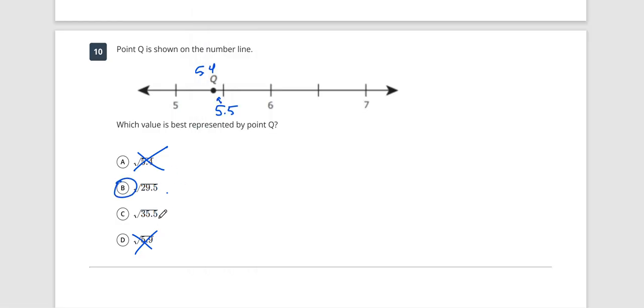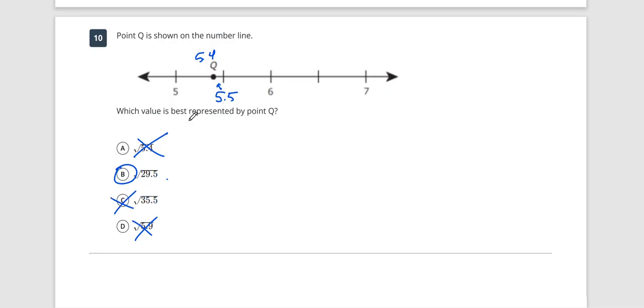This is really close to 6, because 6 times 6 is 36. You see that? Square root of 36 is 6. So yeah, definitely out. That's my answer. Ooh, I think that's it. Oh yeah, not too bad, guys.